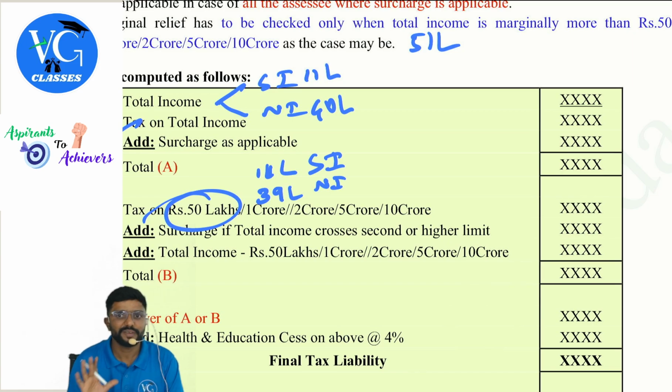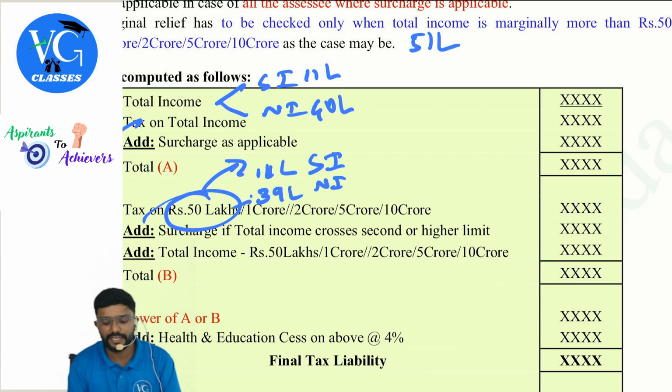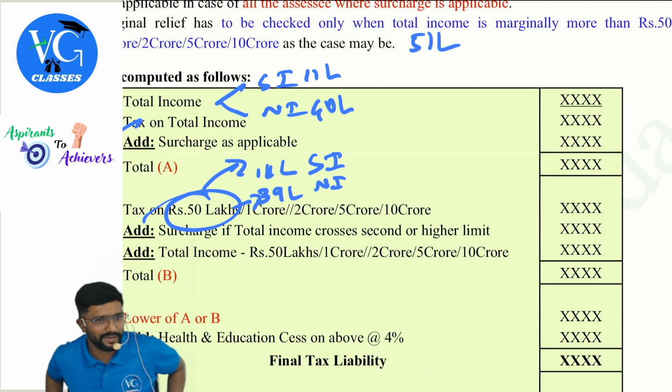Means first priority should be given to special. Out of 50, first 11 lakh will be special income. Remaining 39 lakh is considered to be normal income. Rates and all will remain the same, whatever we have discussed. Clear? If they want to ask the toughest question, they may put it like this.